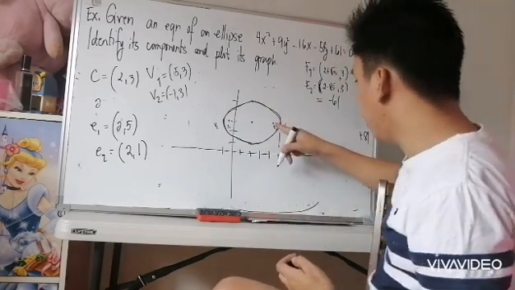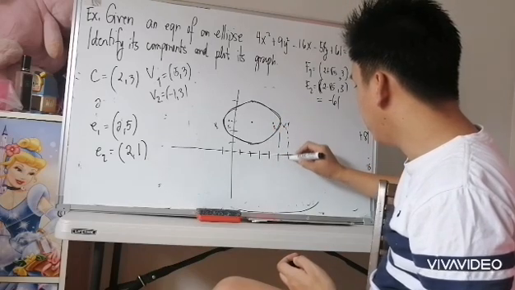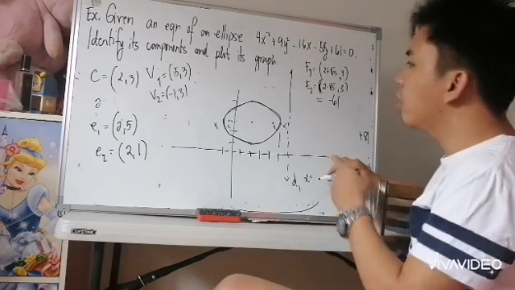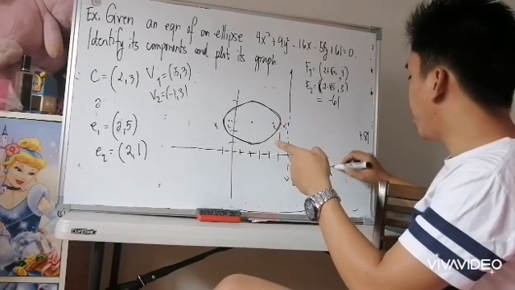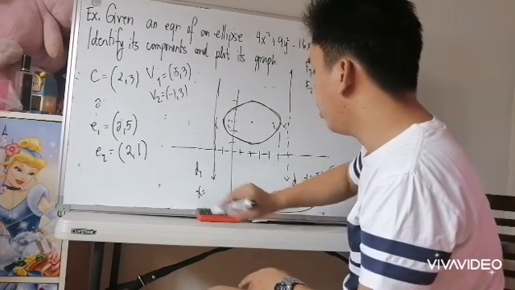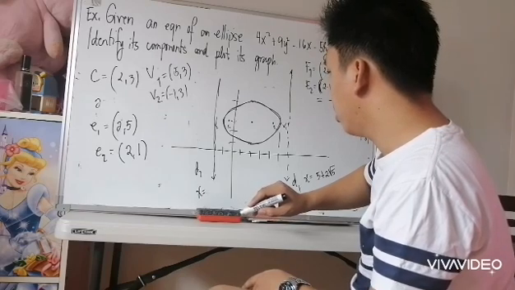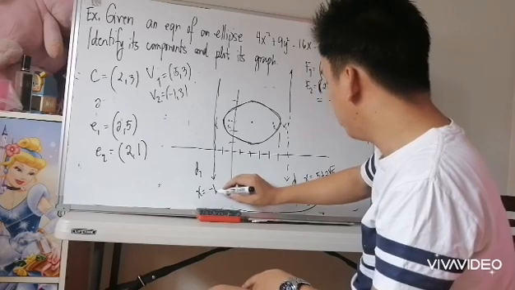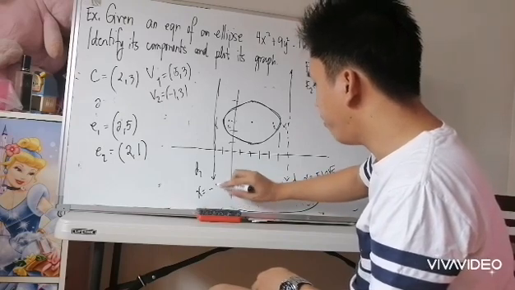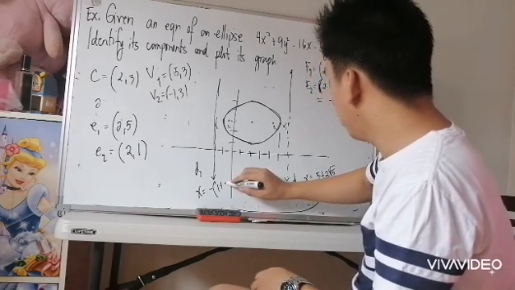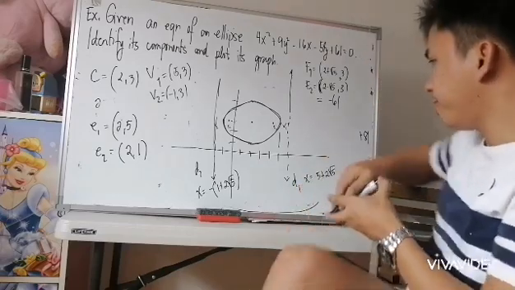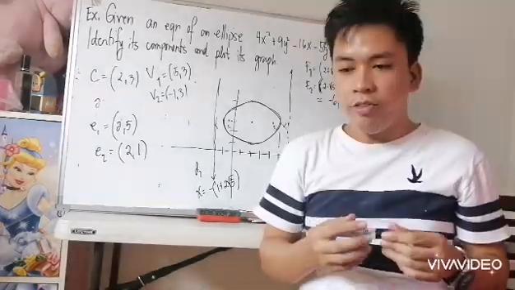Your directrices are the same distance as this, so somewhere here is your directrix 1. This is the equation x equals 5 plus 2 square root of 5. And somewhere here is your directrix 2. The equation is x equals negative 1, or I shall have negative 1 plus 2 square root of 5. And that's it.